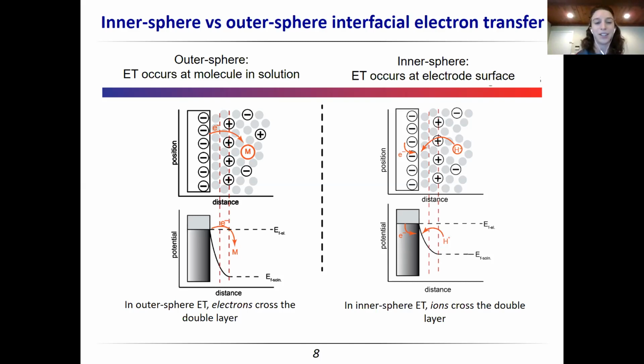And so in order to get to that potential, we would need to build up different amounts of electrostatic potential across the double layer. So yeah, you can predict the strength of the electrostatic potential drop based on knowing the work function of your electrode and the potential that you'll be applying, but not based on if it's outer sphere or inner sphere.